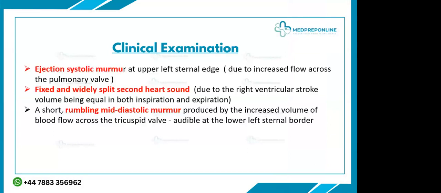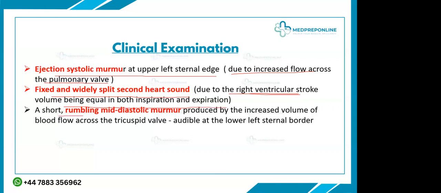What other clinical findings are you going to have? Ejection systolic murmur at the upper left sternal edge due to increased blood flow across the pulmonary valve. Then a fixed and wide split second heart sound. If you do not understand the fixed splitting right now, then you can go to the premium group, where I have posted the explanation of this. You can read from there, and then you will be able to remember and understand very easily. So fixed and wide splitting is due to the right ventricular stroke volume being equal in both inspiration and expiration.